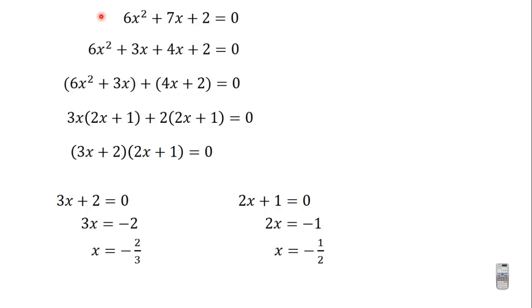This is an example of a quadratic equation. In the video on algebraic expressions, I explained how to factorize quadratic equations. So if you learn that very well, you'll be able to factorize the resulting quadratic equations and find the value of the variables in the equation. So we have x is equal to minus 2 divided by 3 or minus 1 divided by 2.